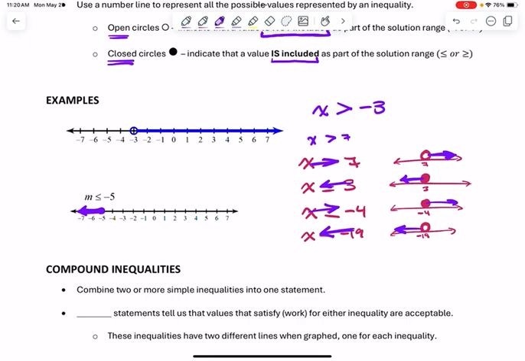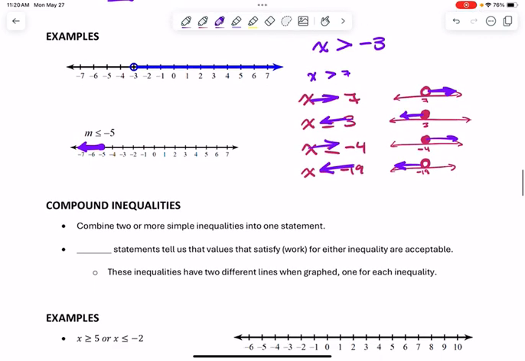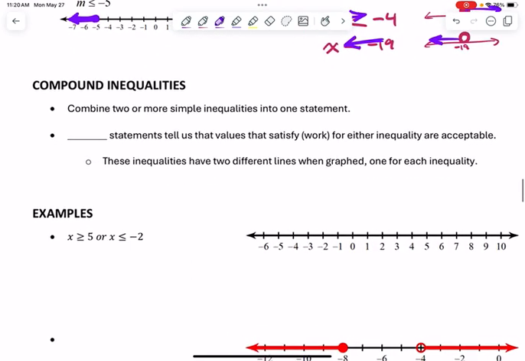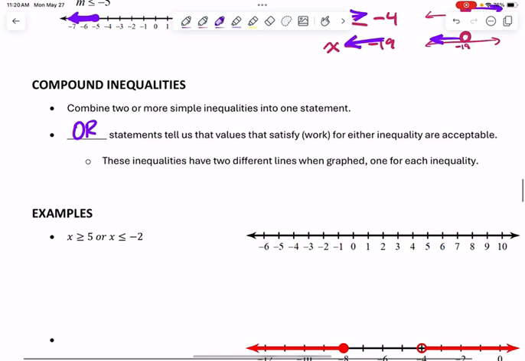Okay, now we're going to talk about compound inequalities. Compound inequalities are made when I have more than one simple inequality kind of combined into one statement. Now, there's two ways to combine inequalities. The first way is to have OR statements. OR statements tell us that the values that satisfy work for either one inequality or the other. They won't satisfy both conditions.